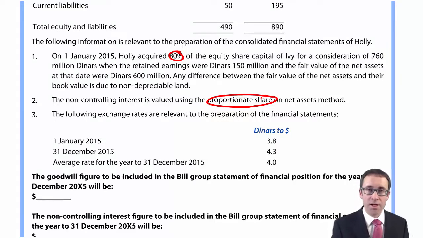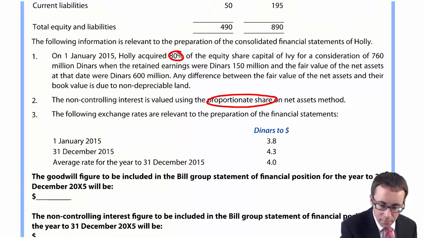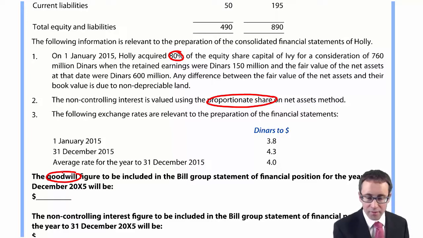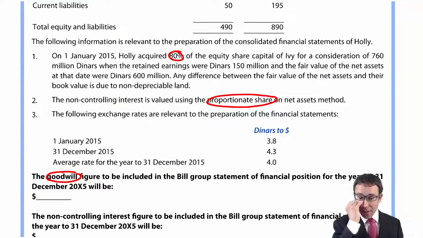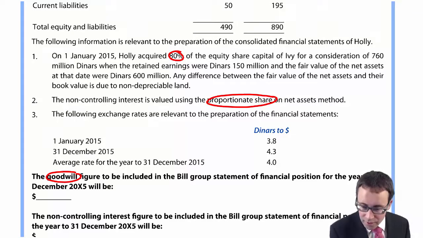The figures that we want, it doesn't ask us for the full consolidation, but it wants us to work out goodwill, which will be there for the 31st of December 20x5. So is the 31st of December rate my closing rate, isn't it?